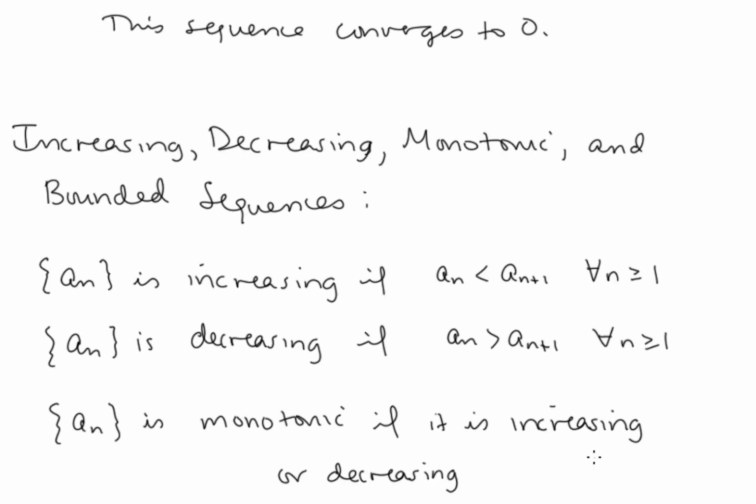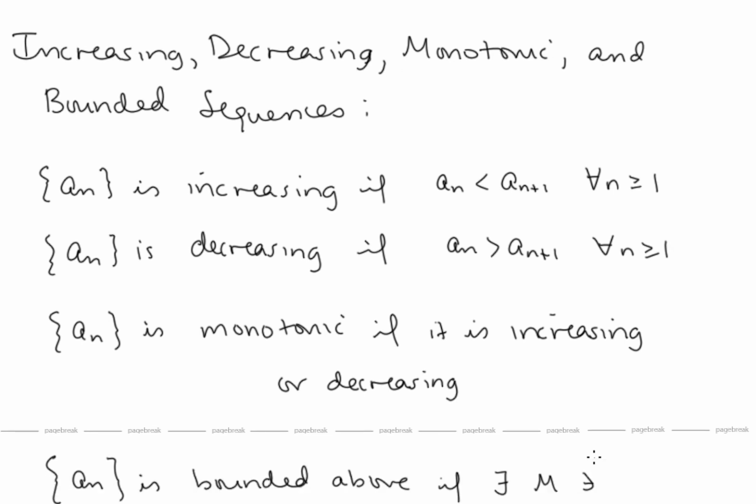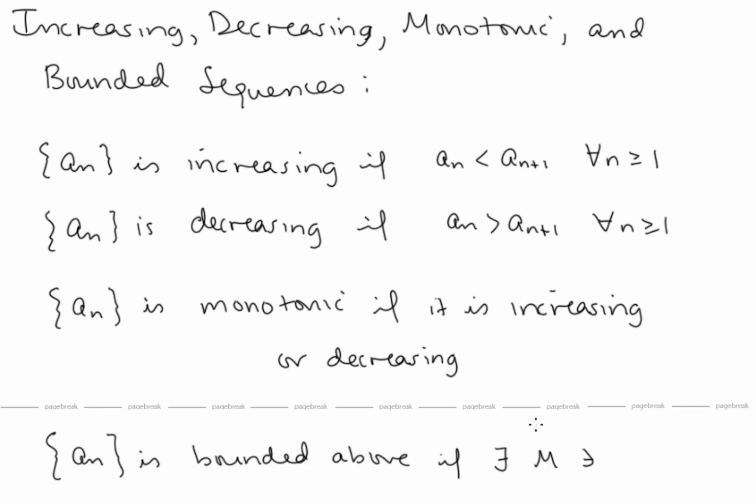Now let's talk about increasing, decreasing, monotonic, and bounded sequences. We say a sub n is increasing if a_n is less than a_(n+1) for all n greater than or equal to 1. It's decreasing if the terms decrease, if a_n is bigger than a_(n+1) for all n greater than or equal to 1. We call it monotonic if it's either increasing or decreasing.